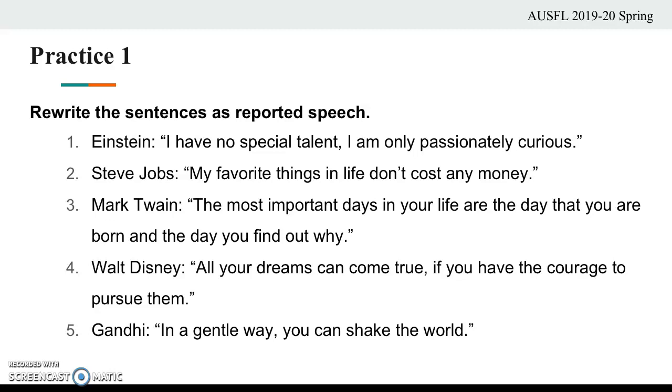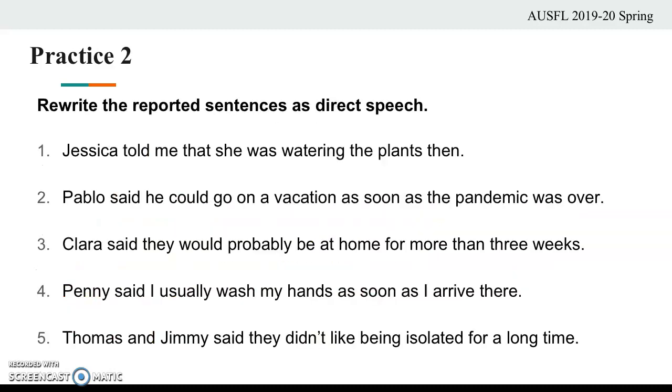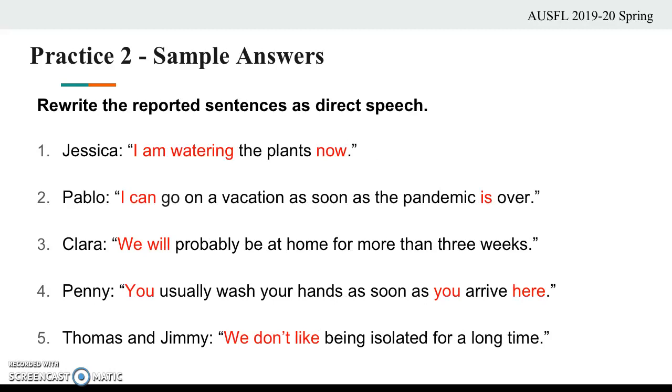Now you try. Pause the video and write the sentences as reported speech. Check your answers. Pause the video and rewrite the reported sentences as direct speech. Check your answers.